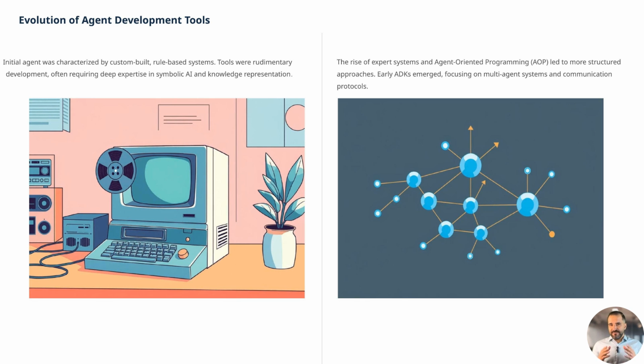Early agent development kits, ADKs, were primarily designed for research purposes, focusing on multi-agent system coordination and inter-agent communication protocols such as FIPA. Over time, these kits evolved into comprehensive platforms supporting debugging tools, visual modeling, and integration with modern machine learning frameworks, making intelligent agent development far more accessible, scalable, and production-ready.